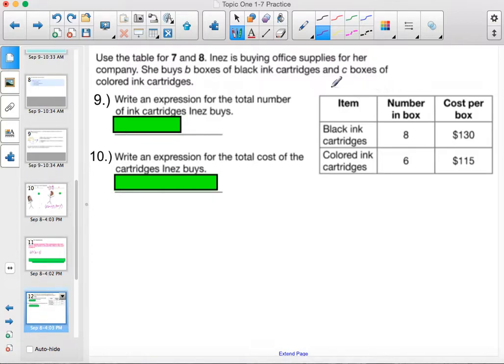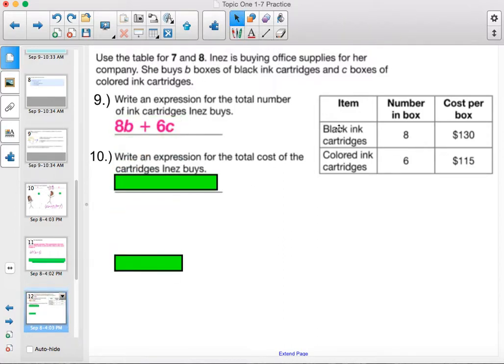So over here's the table. See if you can write an expression for this situation. I'll pause the video. Okay, here we go. And here is our expression. It would be 8 times B plus 6 times C.